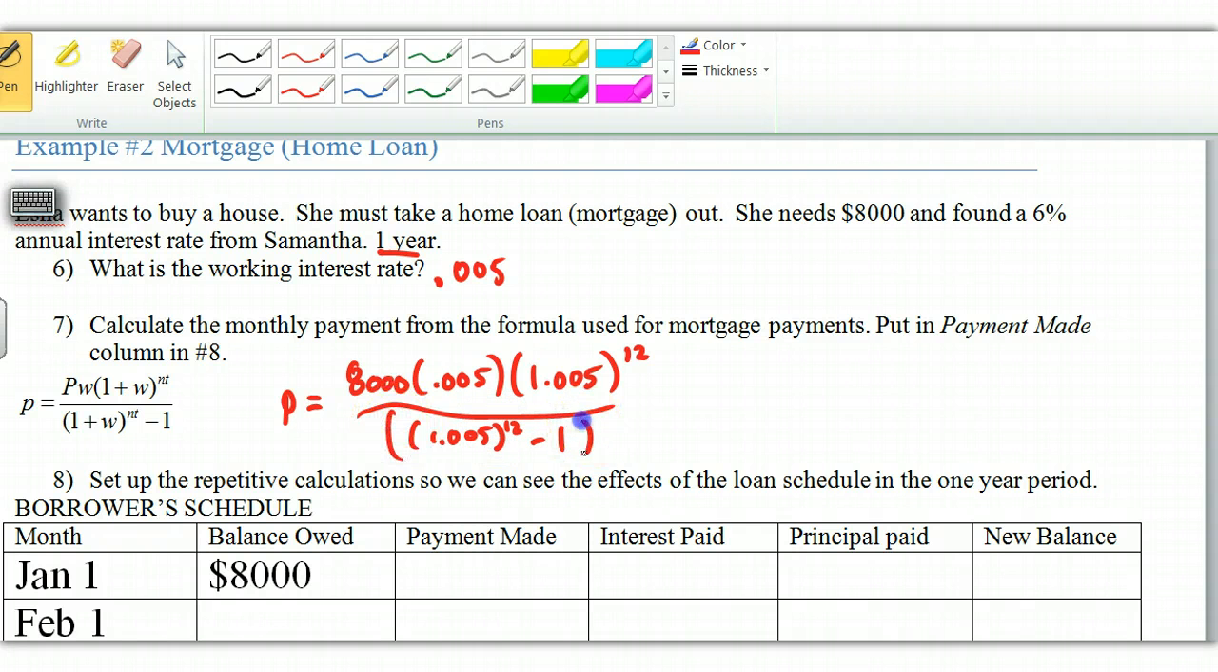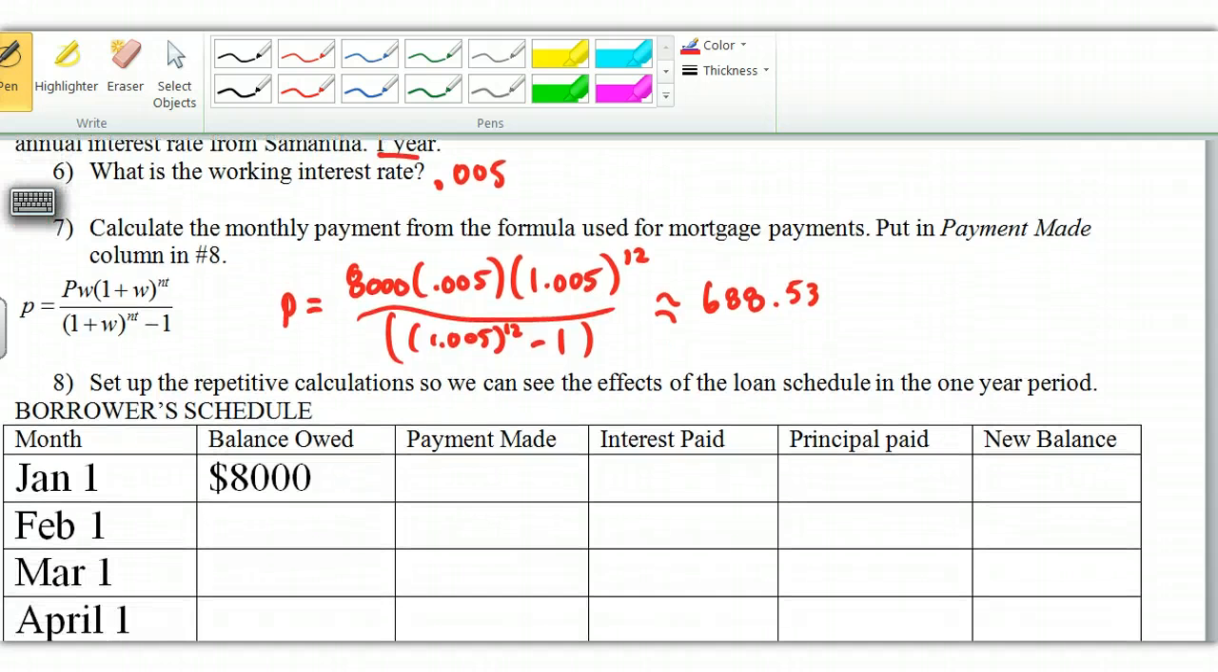Remember, if I put this in my calculator, I got to cover that up. So go ahead and figure out what that's going to be. I got approximately $688.53. So what I want to do with this is similar to what we just did. I want to make this payment $688.53. Now this is a mortgage.